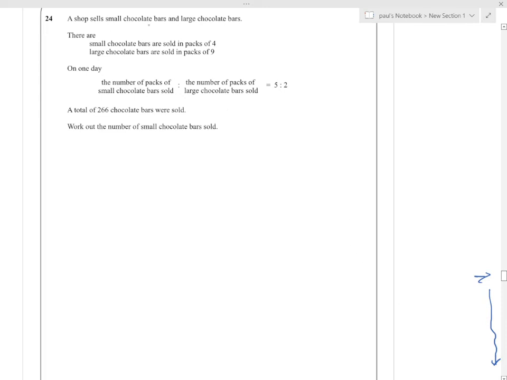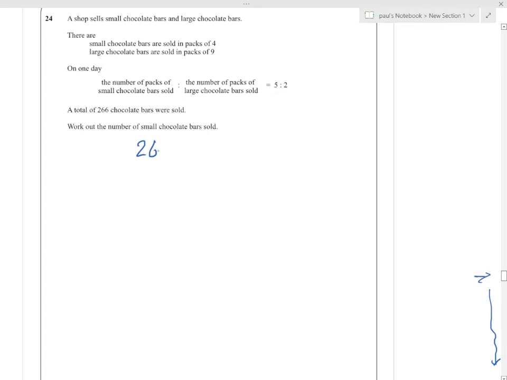Right, a shop sells small chocolate bars and large chocolate bars. Small chocolate bars are sold in packs of 4. Large chocolate bars are sold in packs of 9. One day, the number of packs of small chocolate bars sold to the number of packs of large chocolate bars sold are 5 to 2. A total of 266 bars were sold. Work out the number of small chocolate bars.